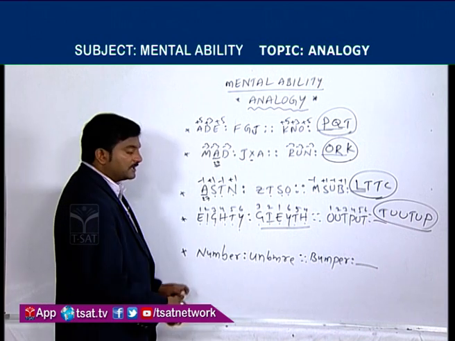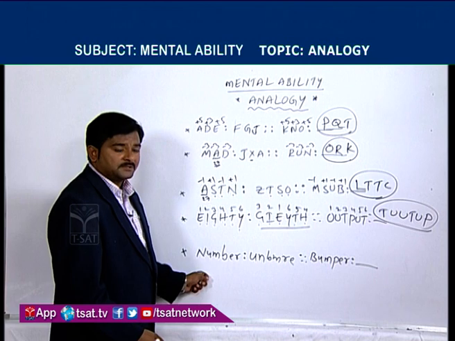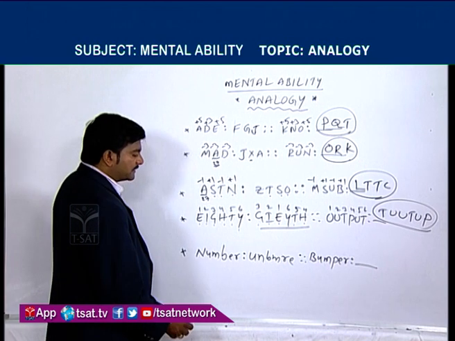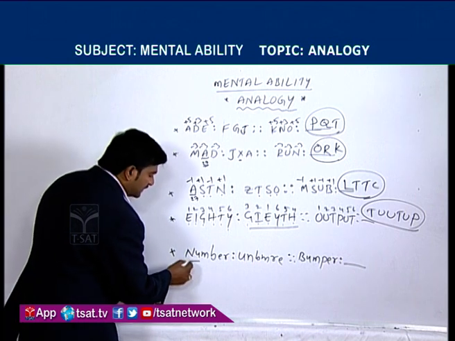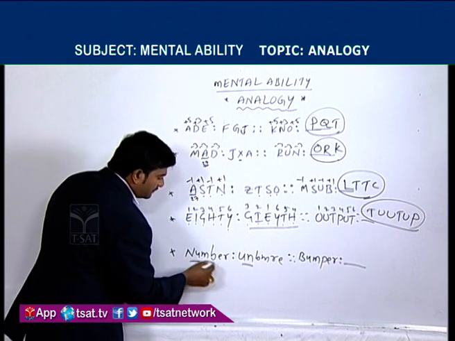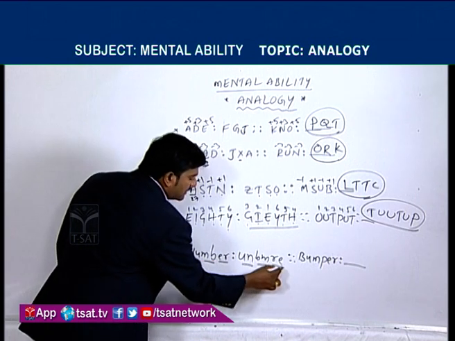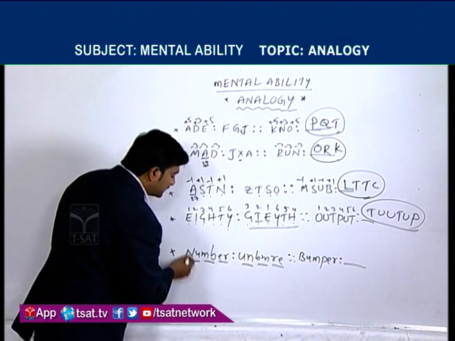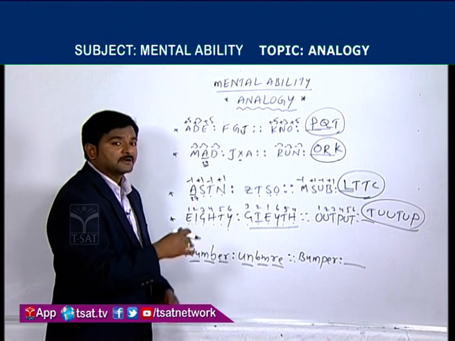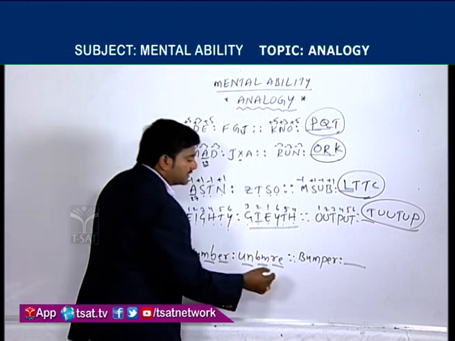It is a simple question, a previous group 1 question. Number, NUMBER: simple logic. NUUN, MBBM, ERRE. What does it mean? Every two letters of the word are written in reverse order. Okay, apply the same concept here.